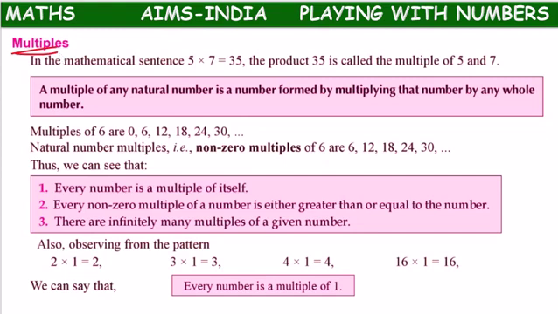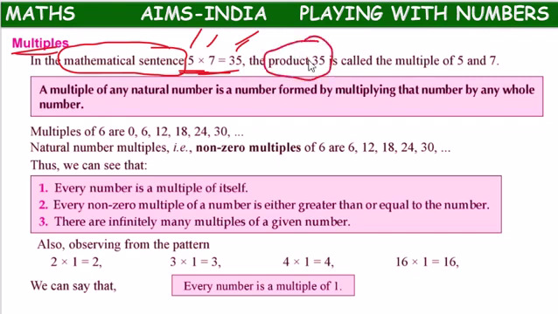Next, multiples. Till now we have learned about factors. Now multiples. Here 5 into 7 is 35. This is a mathematical sentence: 5 into 7 equals 35. In the previous example, we said 5 and 7 are factors and 35 is the product. But the product 35, we can also call it a multiple. 5 and 7 are factors of 35.